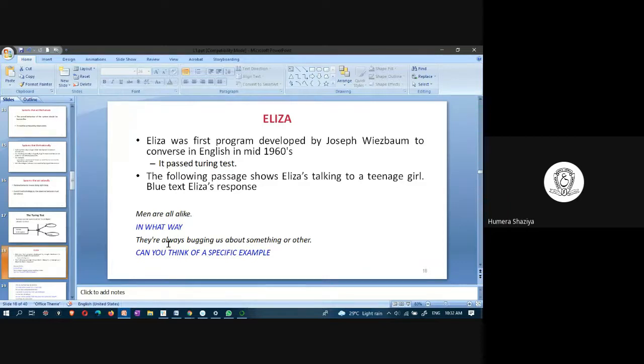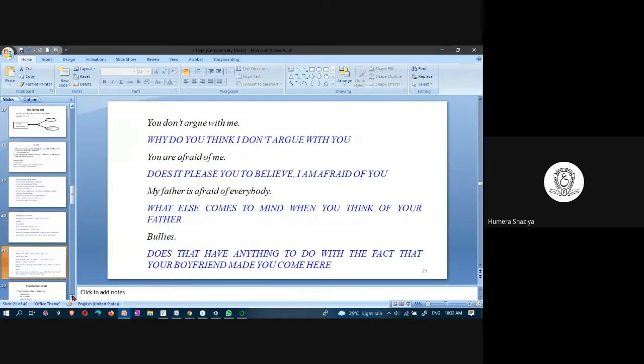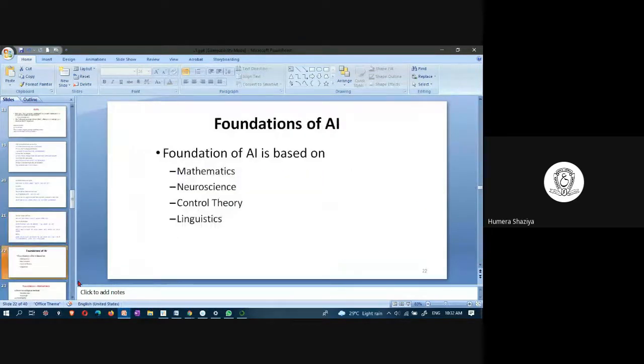So here is the conversation. Men are all alike, and ELIZA responds, in what way? Blue means ELIZA's response. Like that, you can open it and you can chat. Sometimes it gives very intelligent responses; sometimes it gives weird responses, because anyway it is a machine, right? It is not a human. It does not possess any common sense, but to a great extent it performs well.